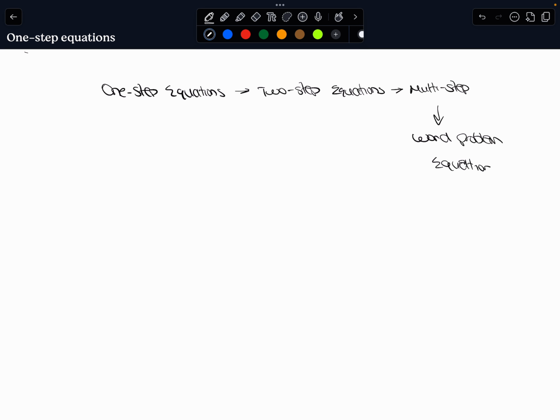And although it may seem like a lot, because we have such a good understanding, we're building off of the base of our previous videos and we're now applying it to this. So what are one-step equations? One-step equations are simply equations where we're just solving for a variable.